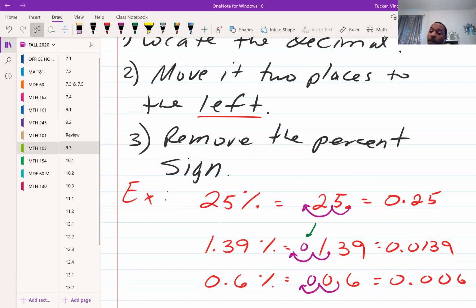Take that decimal, move it 2 places to the left, and notice there's only a 1 to the left of that decimal, so we would use a 0 as a placeholder. So that's 0.0139 as a decimal.